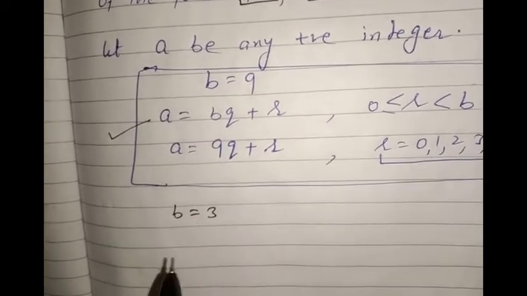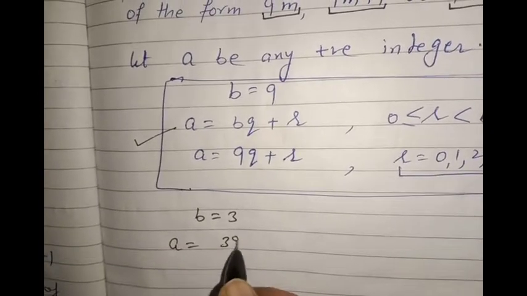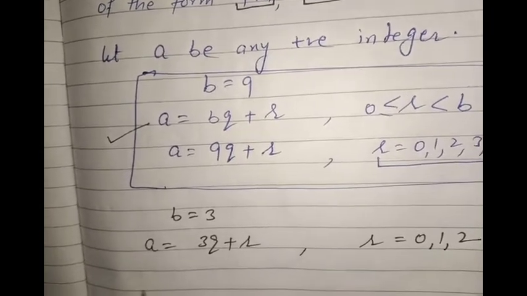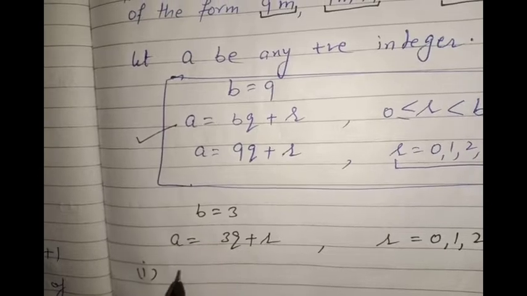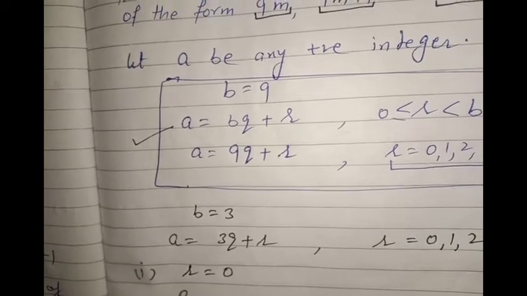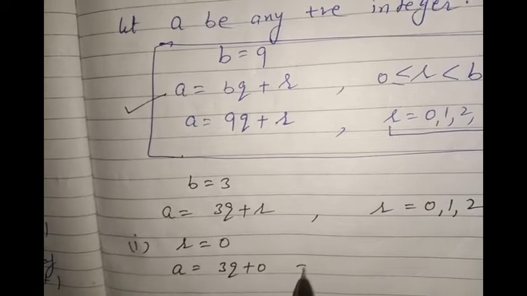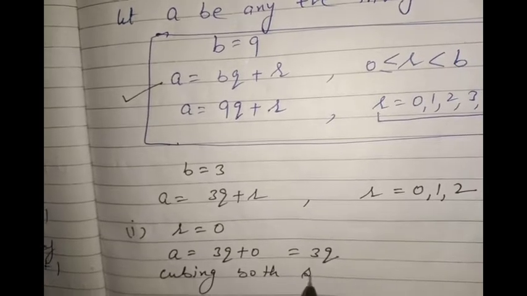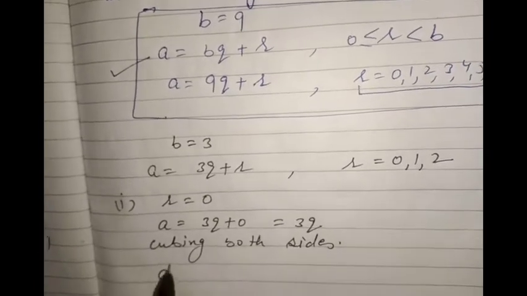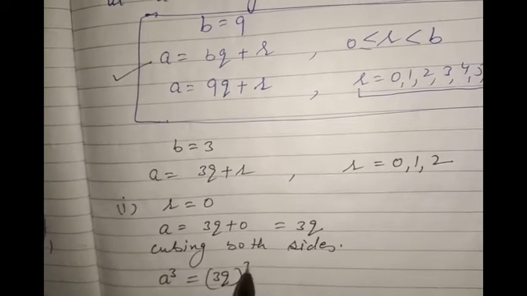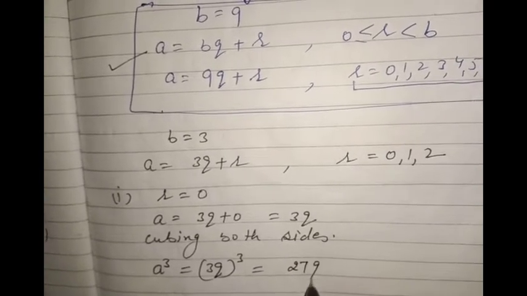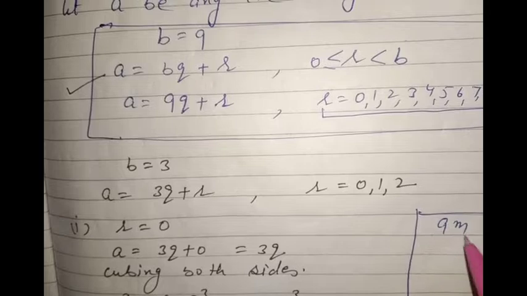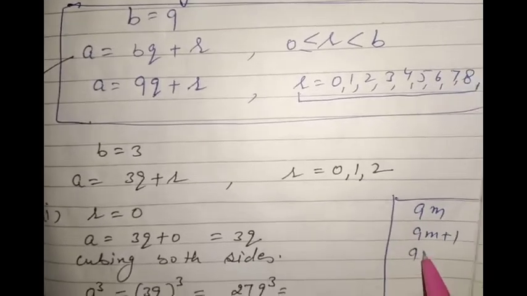Okay, now b is equal to 3. So a is equal to 3q plus r, and r can take values 0, 1 and 2. So first case is when r is equal to 0, a is equal to 3q plus 0, which is equal to 3q. So cubing both sides. When we cube both sides, we should know the formula of cube. So a cube is equal to 3q cube, which is equal to 3 cube, 27q cube. If you remember, in the question we need to prove 9m plus 1 and 9m plus 8.